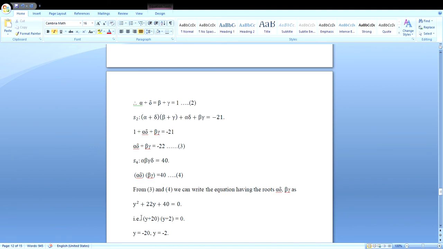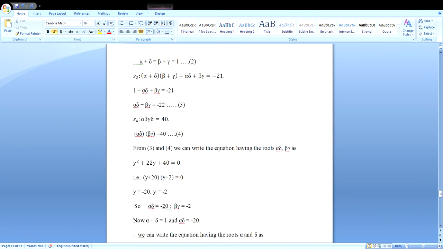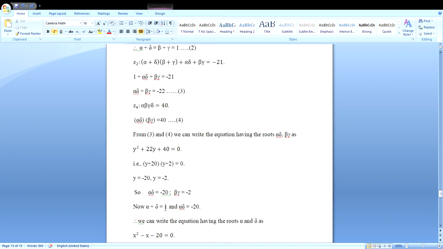equal to 0. We can factorize this as y plus 20 into y plus 2 equal to 0. Therefore, y is minus 20 and y is minus 2. So alpha delta is minus 20 and beta gamma is minus 2. Again, we have alpha plus delta as 1 and we have now found alpha delta as minus 20.